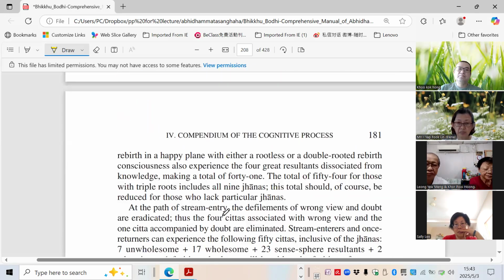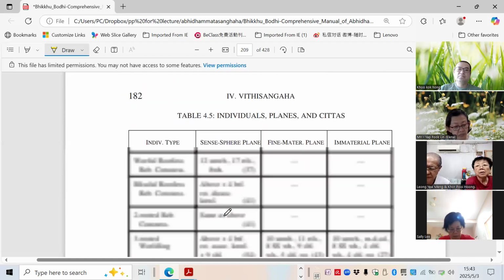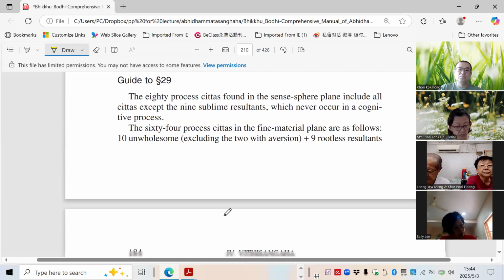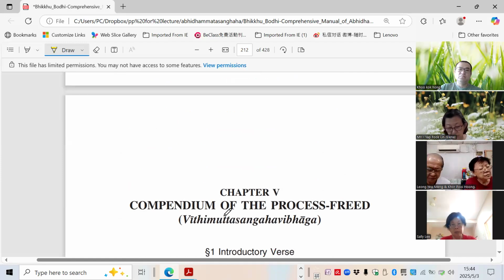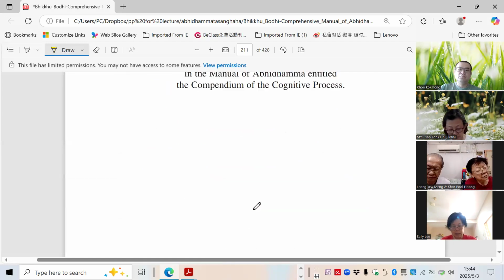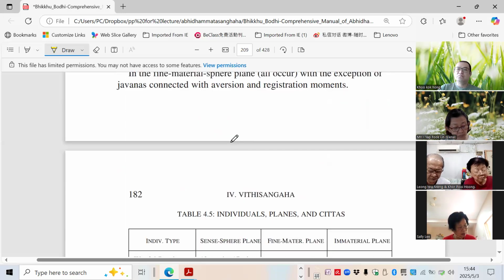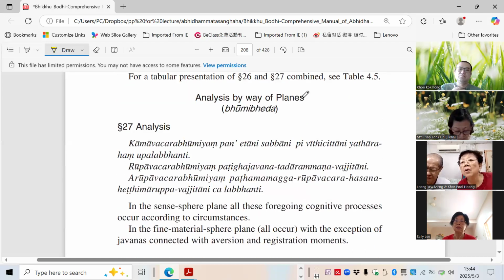Let's see first. I think I put it to the next lesson, the analysis of the plane. Then I think after this we totally finish already. We finished chapter number 4. We go to the process-free compendium. From the next lesson, what we go through is the analysis of the plane.